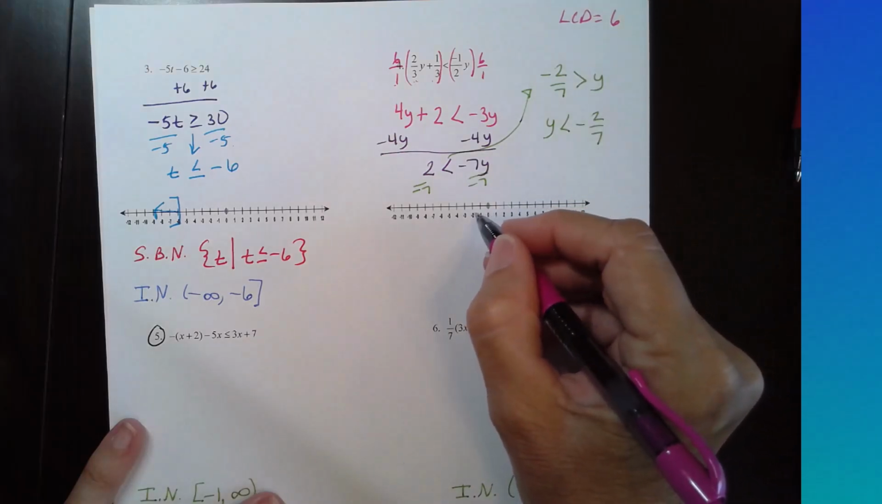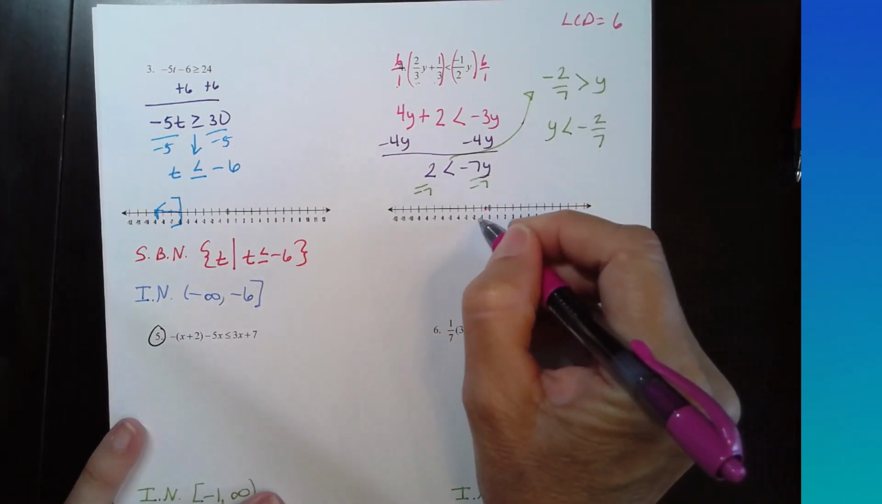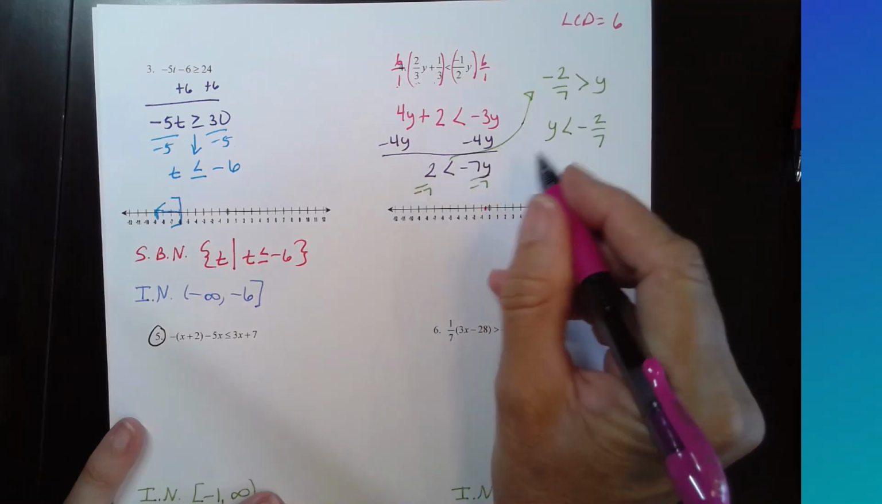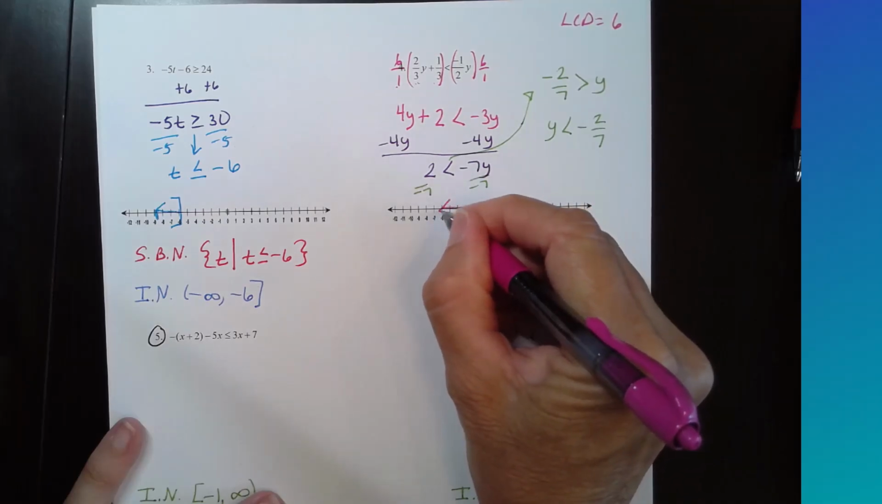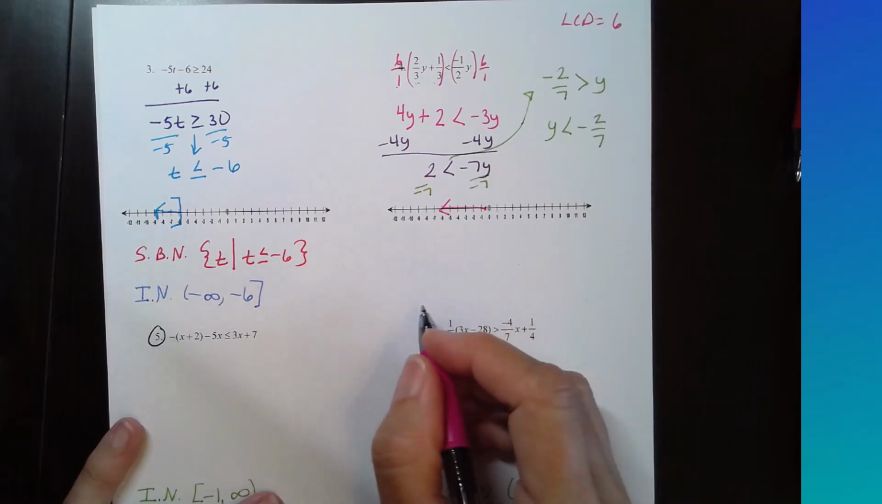You'll see that it's in between 0 and -1. So -2/7 would be about there, in between 0 and -1. The numbers that are less than -2/7 will be to the left. So -3, -4, -5, going all the way to -infinity.